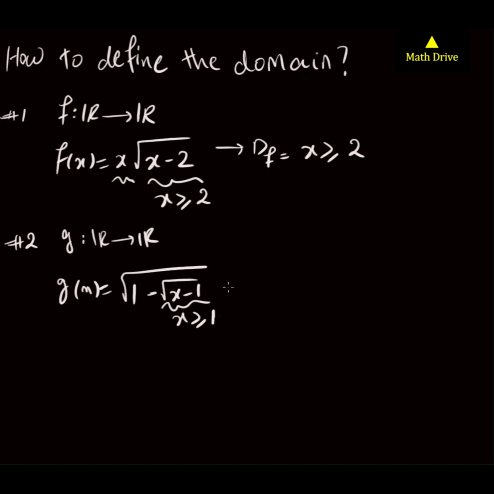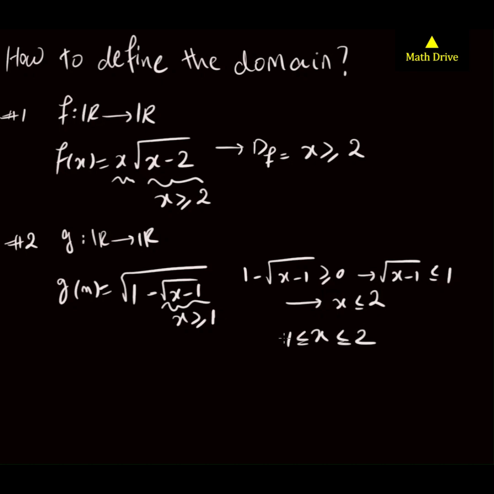But at the same time, we know that 1 minus the square root of x minus 1 should be more than or equal to 0, meaning the square root of x minus 1 should be less than or equal to 1, and then x should be less than or equal to 2. So the intersection of these two conditions is x between 1 and 2, including 1 and 2. So this is going to be the domain of g.